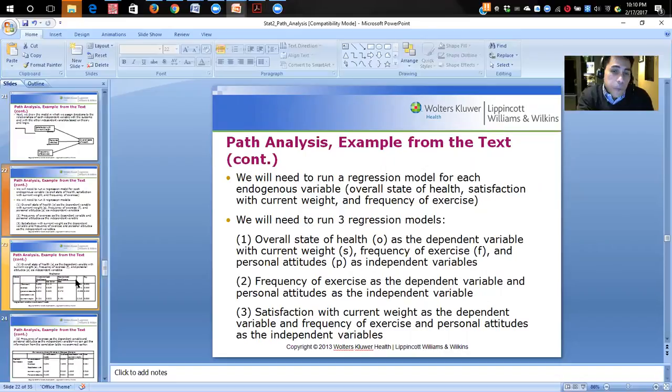So when you do path analysis, you need to run three regression models. Number one, the first regression model has overall state of health as the dependent variable, with current weight, frequency of exercise, and personal attitude as independent variables. The second regression model has frequency of exercise as the dependent variable and personal attitude as the independent variable. And the third regression model has satisfaction with current weight as the dependent variable, and frequency of exercise and personal attitude as the independent variables. These are done simultaneously in order to get your endogenous variable, which is overall state of health.